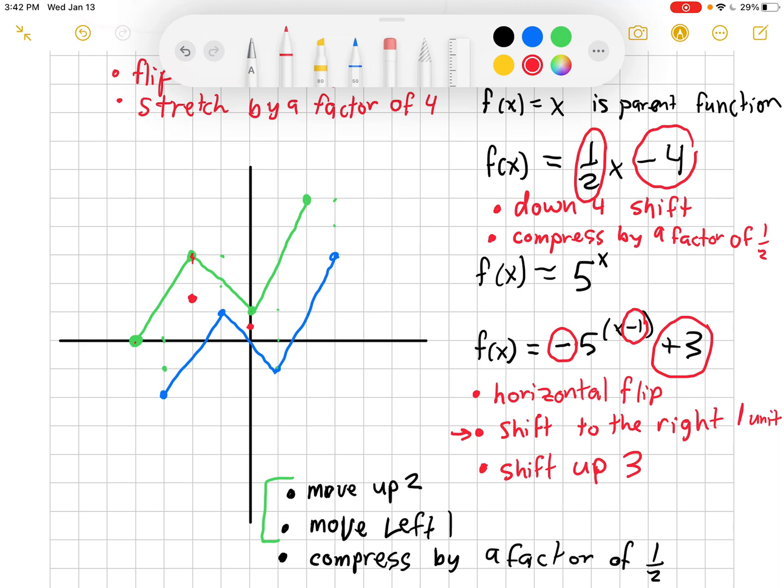We'll do the same thing for the next point, and this one's 1, 2, 3, 4, 5. That's going to be like right about there. You can connect those dots.